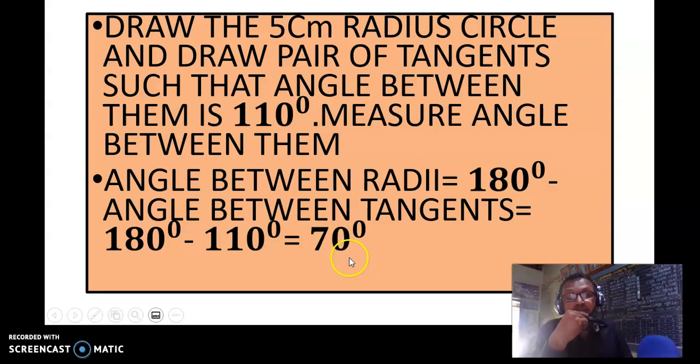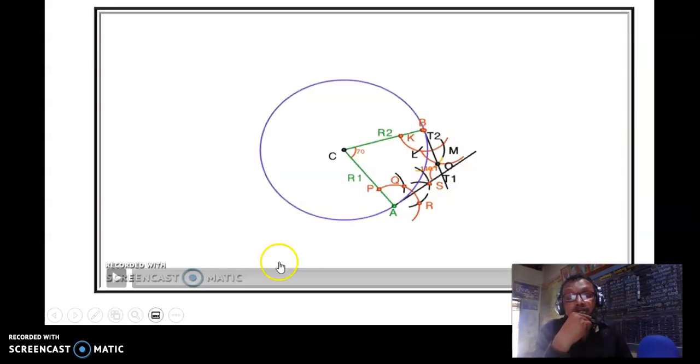All other methods are the same, no change. Here you only have to subtract from 180, because the angle between the tangents is given, not the angle between the radii. So you have to subtract when the angle between the tangents is given. This is the only small difference between the previous problem and this problem. So let us see how to construct. Observe this video.